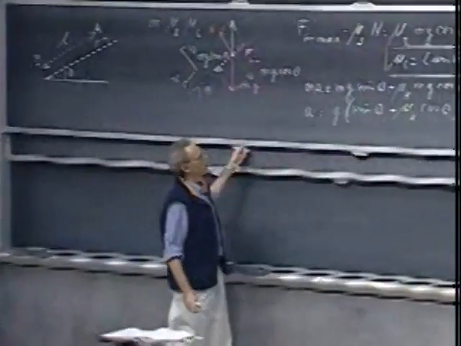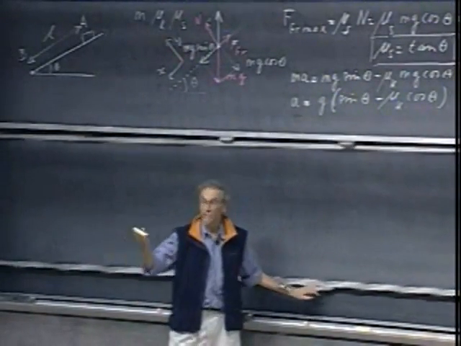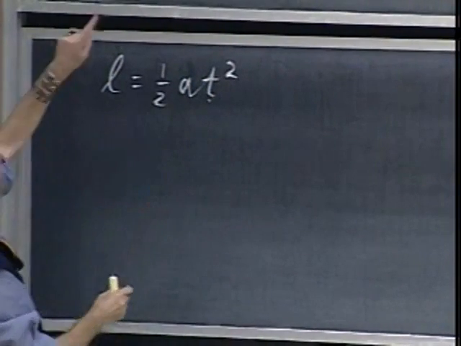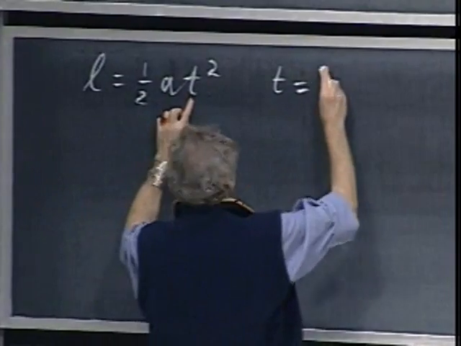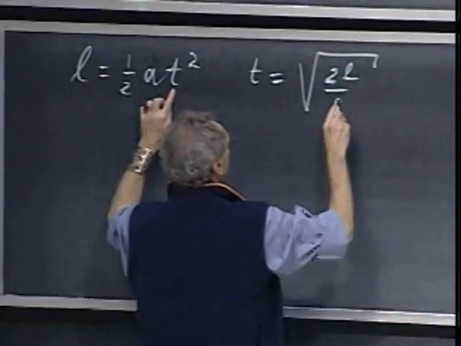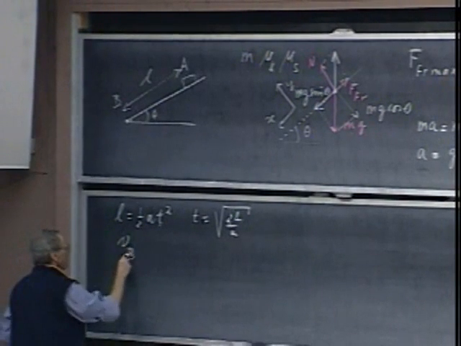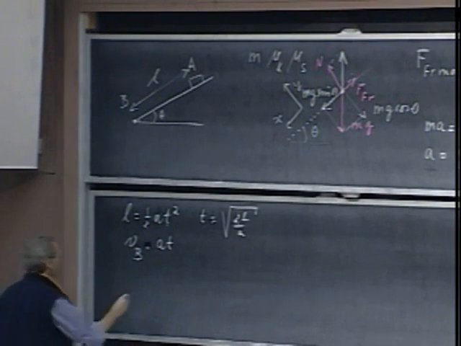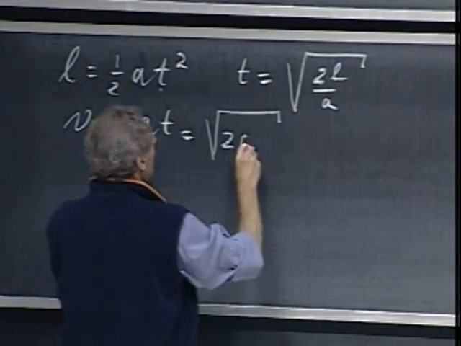And now a natural question would be, what is the speed at which it reaches point B? Well, what we would have done early on in the course, we would have said, well, if I know the acceleration, and I know the distance, and I know the initial speed is 0, then clearly that distance L must be 1/2 a t squared, t being the time that it takes to go from A to B. And so t would be the square root of 2L divided by a. What speed would it have at B? Well, the speed at B would be a t, early on 8.01.